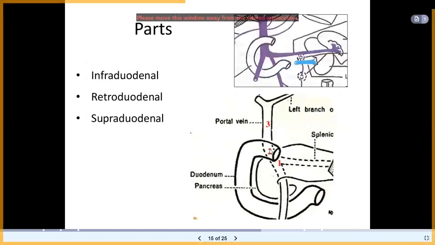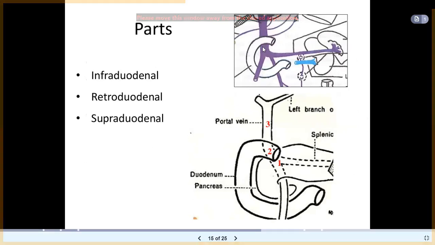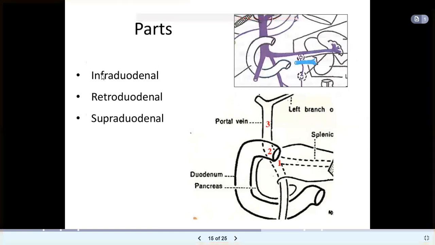So now see here, this C-shaped area, what you see is duodenum. Within this C-fold of duodenum, we will see the pancreas, and in the neck of the pancreas, we will see the formation of portal vein. So here you will see, the whole of the portal vein is related to the first part of the duodenum. The part of portal vein which is below the first part of duodenum, you call it as infraduodenal part.